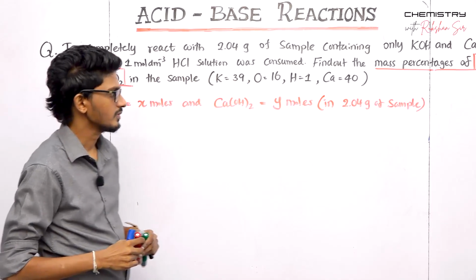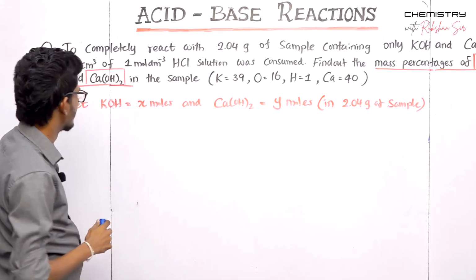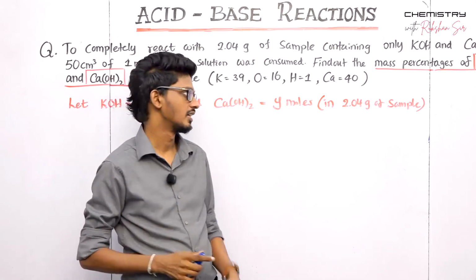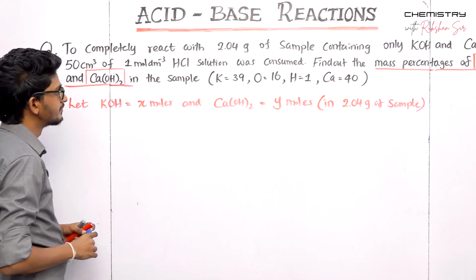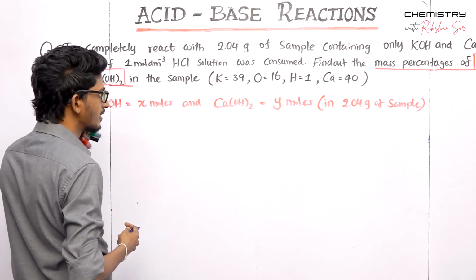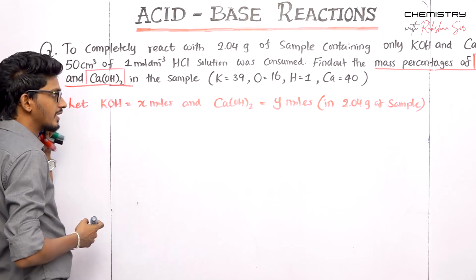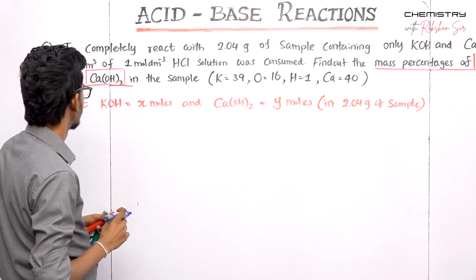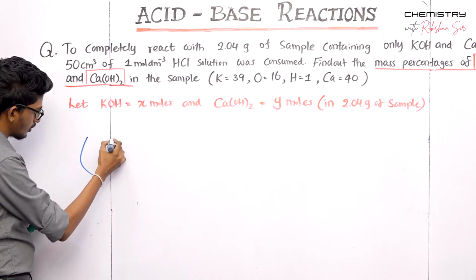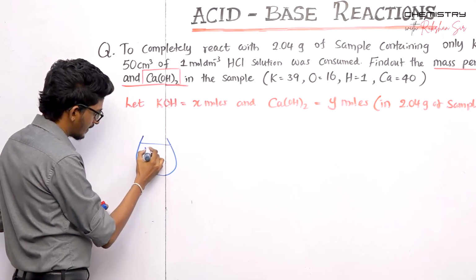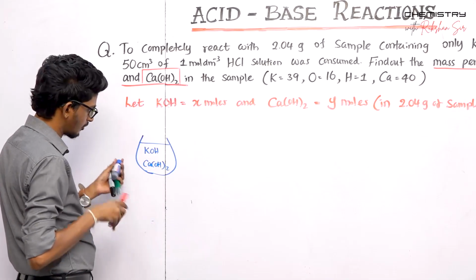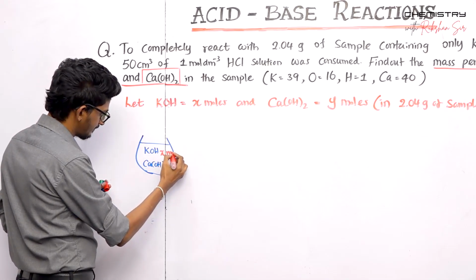Second step is coming up with the correct balanced chemical equations related to the procedure. So what are the important balanced chemical reactions here? What they have done is the KOH and the calcium hydroxide were reacted with HCl. So you had a solution with KOH as well as calcium hydroxide, with X moles here, Y moles here.